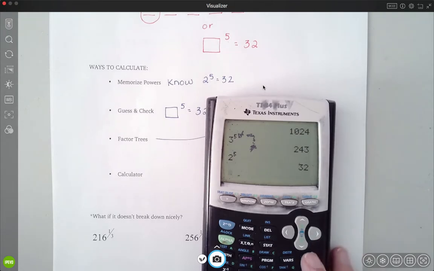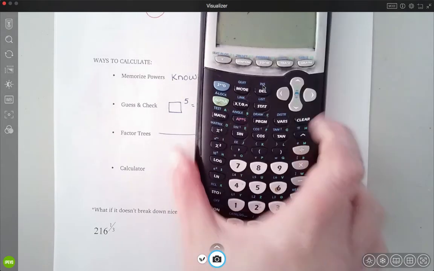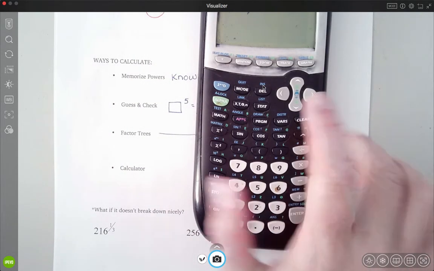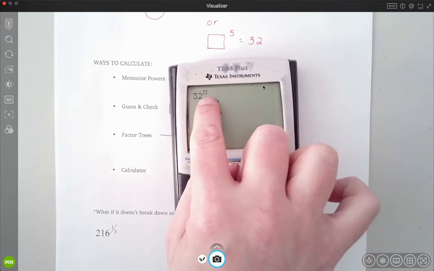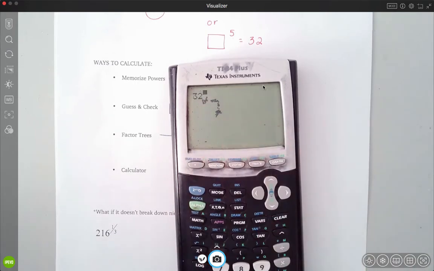So if I wanted to just type in 32 to the power of 1/5, I could do 32 to the power, so you can see my buttons here, to the power of, now on this calculator, because it gave me the cursor up in the corner there, I can just type in 1 divided by 5, and that should give me my answer of 2.